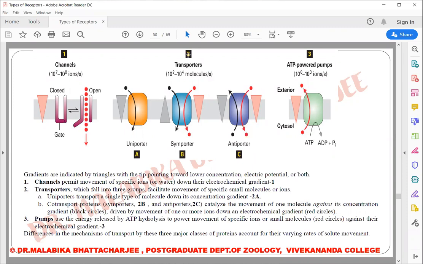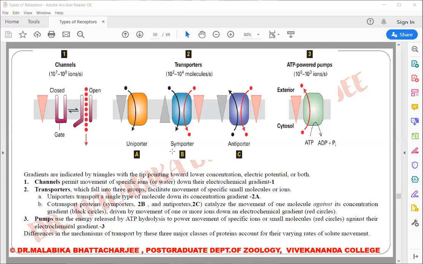So now coming to transporters. If a single molecule moves through a transporter, then it's a uniport. If more than one molecule moves through a transporter, then it is a symport. Okay. Now we have two categories of symport. One category of symport is that it allows the movement of molecules in the same direction. So hence it is known as symport.